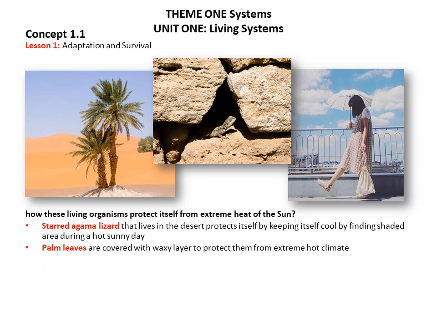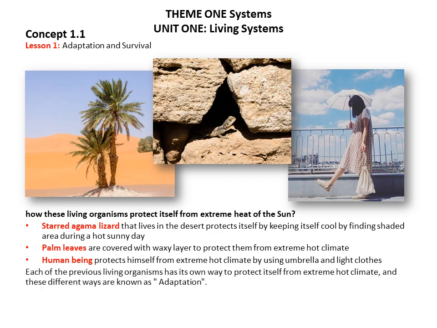So they have another way to adapt. And this way is with a waxy layer found on the top of the leaves that protects them from the extreme hot climate. While humans, of course, can protect themselves from hot climate by simply using an umbrella or light clothes. So each of the previous living organisms has its own way to protect itself from the extreme hot climate. And these different ways, we call them adaptation.